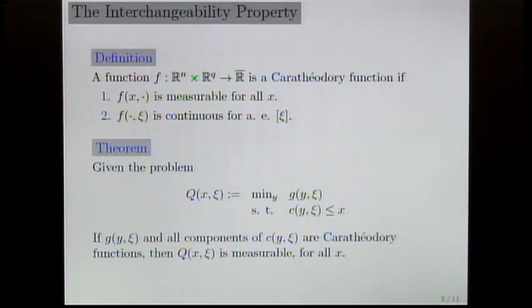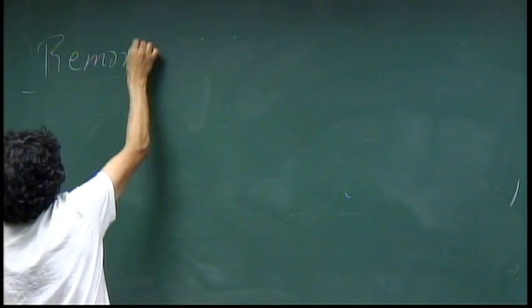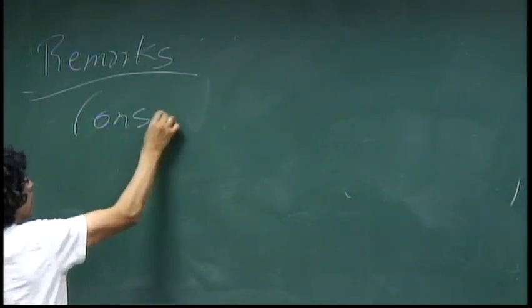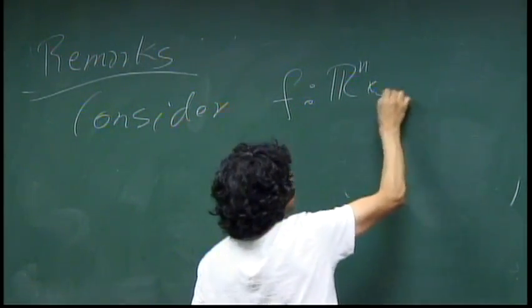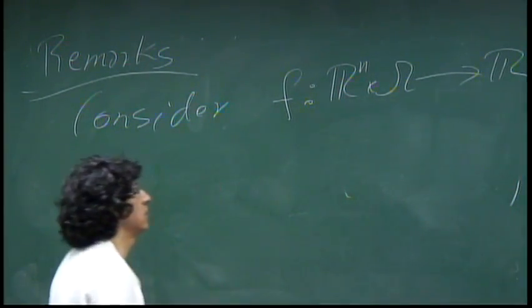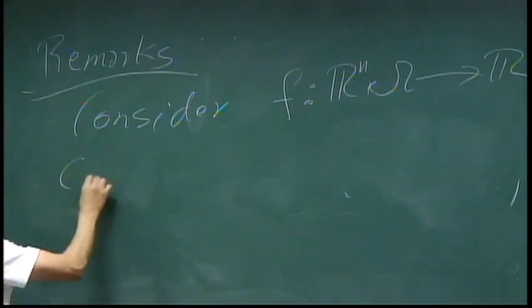The first thing we want to speak about is that, okay, we can have a proposition here. Let's take some notes, okay? Some remarks. Consider f that is going to be defined on Rn times some probability space, a Carathéodory function.